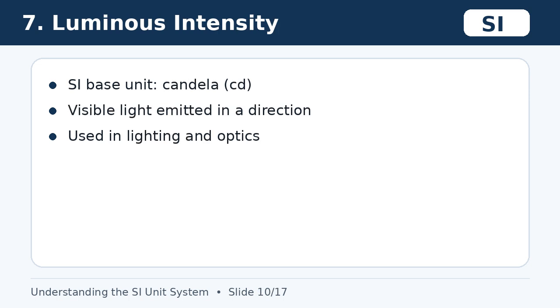The seventh base quantity is luminous intensity. Its SI base unit is the candela, represented by the symbol cd. Luminous intensity describes how much visible light is emitted in a particular direction. The candela is used in lighting technology, optical engineering, and photography.